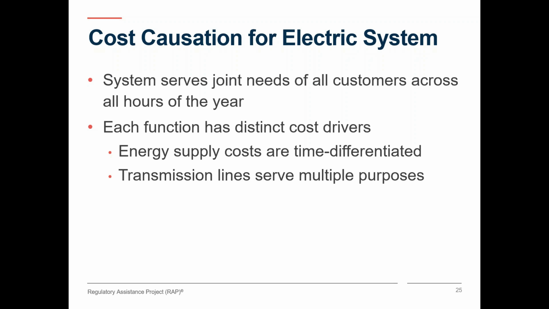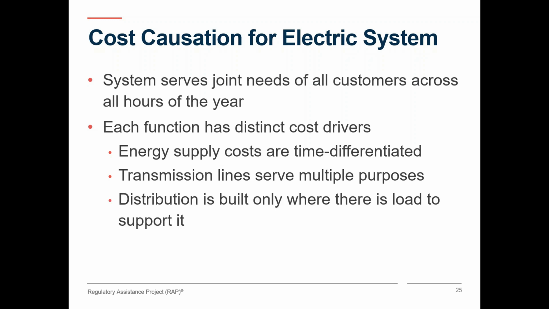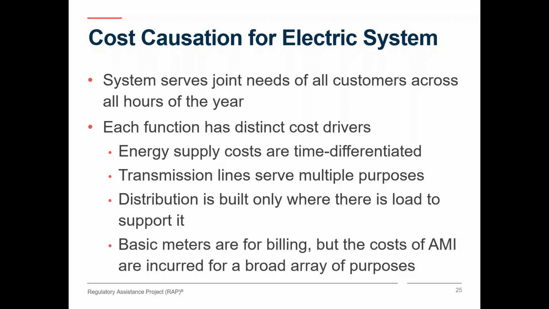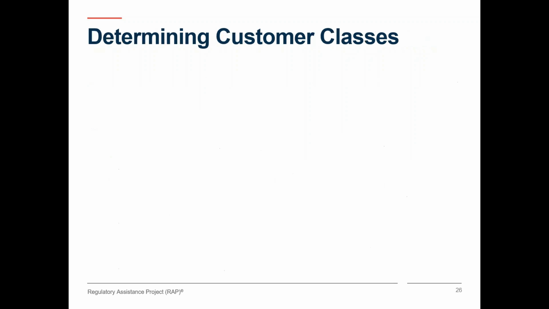Transmission lines serve diverse purposes. Traditional purposes include bringing power from remote generating plants and economic exchange between utilities. But today, transmission is used for renewable energy integration and other purposes. Distribution systems are generally built only where there is a market for energy. Lastly, basic meters are used for billing and are not particularly part of the distribution system per se. The costs of AMI are being incurred for a broader array of purposes and not just billing.